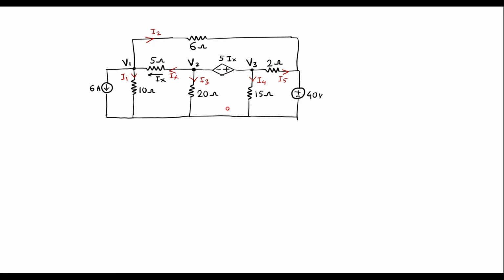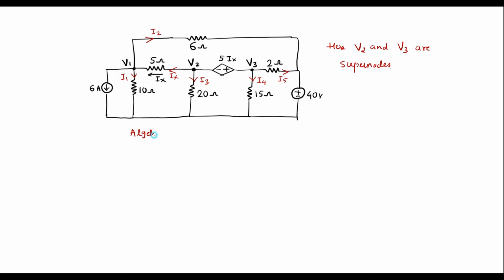But here we can observe that between node V2 and node V3, there is a dependent voltage source, that is, a current dependent voltage source is connected between V2 and V3. It means that V2 and V3 are super nodes. That is, if a voltage source is connected between two nodes, those two nodes are known as super nodes. So here V2 and V3 are super nodes. As we know, the algebraic sum of currents at a super node is always equal to 0.